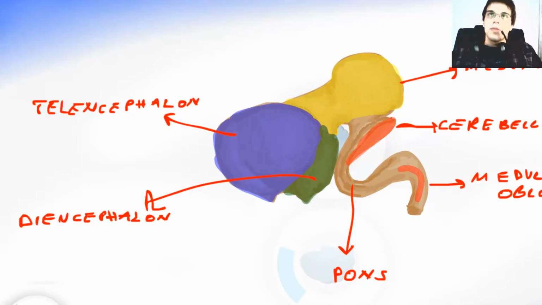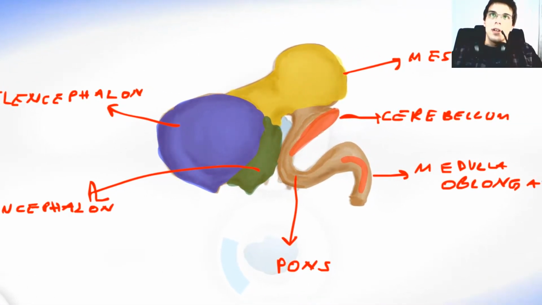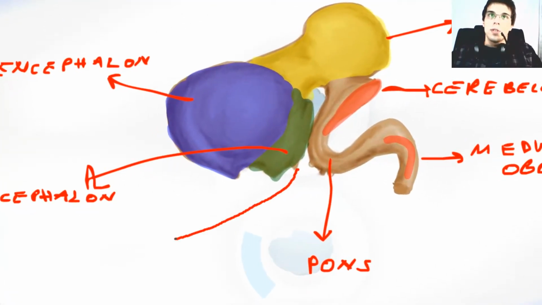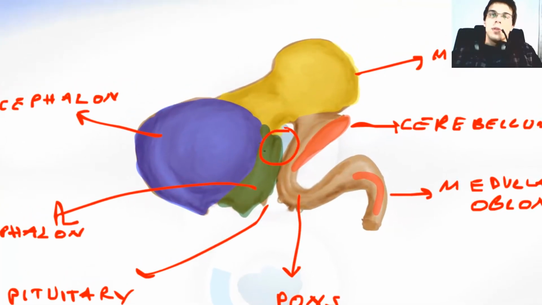Then there are also other structures that are easy to notice in the third month of the pregnancy. And that's over here. One of them is pituitary gland. And over here, it's possible to notice that mammillary body is being developed.